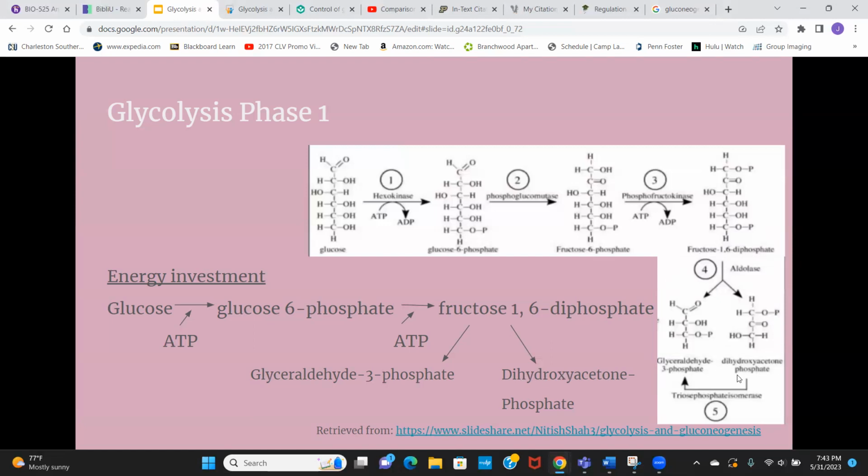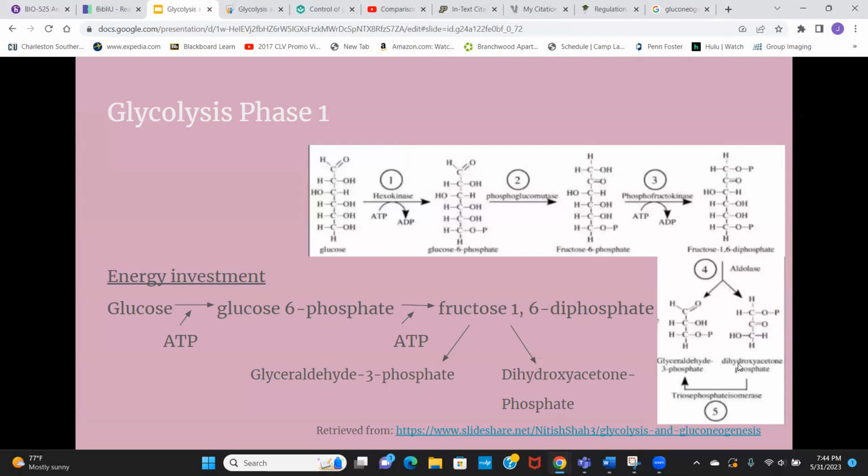Well, usually what the cell's going to do is going to use the, sorry, it's a big word, triosephosphate isomerase. Okay, this word down here, big word. And it's going to use that to convert the dihydroxyacetone phosphate into the glyceraldehyde 3-phosphate.